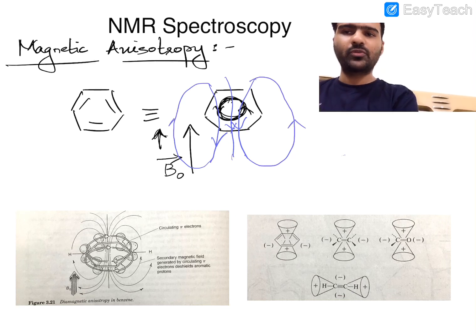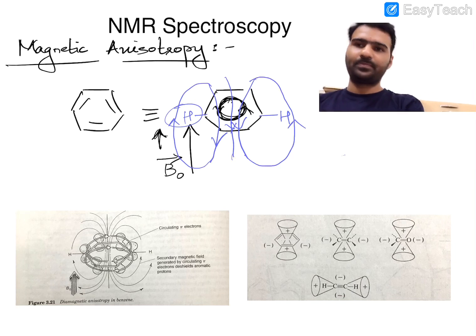So what happens is, all those protons which are extra annular, it means which are outside the ring, happen to be heavily deshielded, because the magnetic field which is applied as well as the induced magnetic field are in the same direction. So hence they are highly deshielded, as against the protons that could be intraannular.